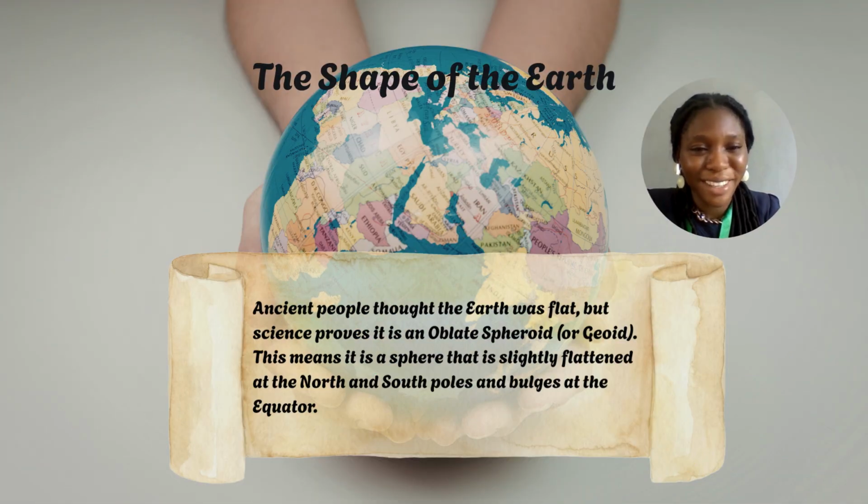Moving on to the shape of the Earth. Ancient people have always thought that the Earth is flat, but scientists have made their research and it was found out that the Earth is an oblate spheroid. It's what we call an oblate spheroid, which means the Earth is spherical. This means that the Earth is a sphere. It is slightly flattened at the north and southern poles, and then it bulges at the equator.